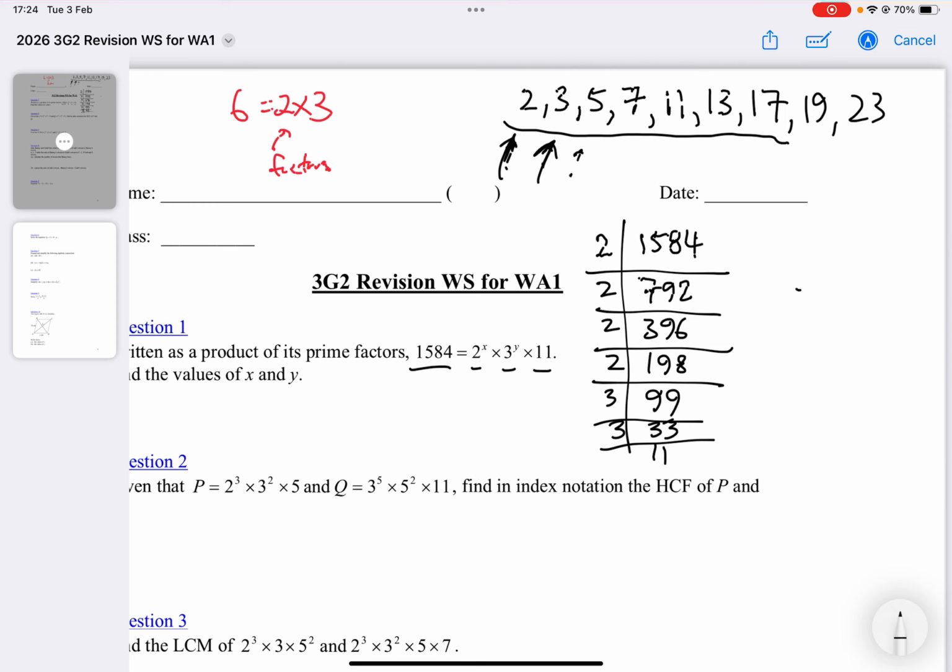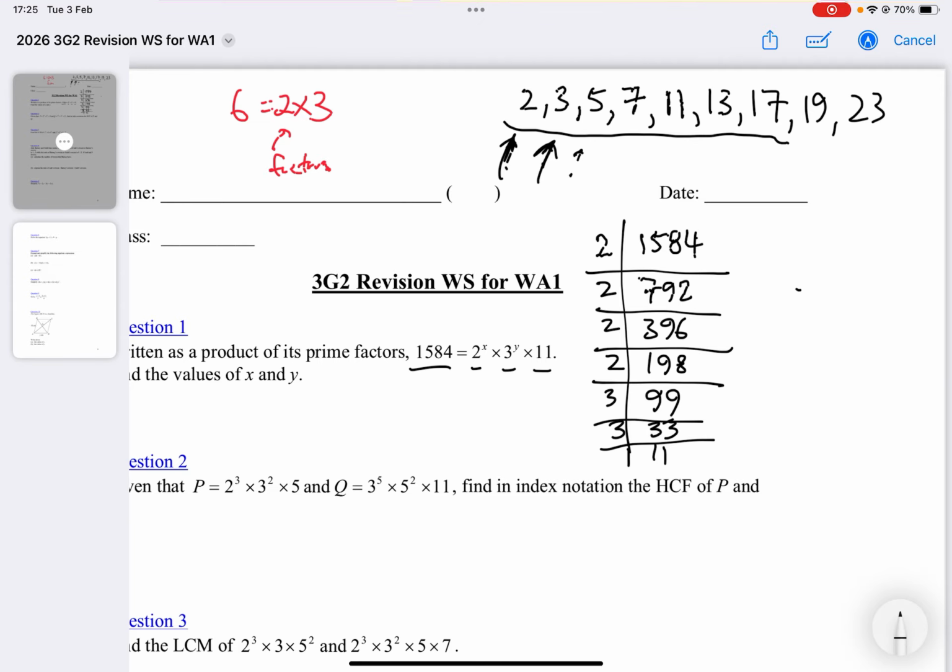Then 11, okay, I can stop here if I know 11 is a prime number. I know 11 is a prime number. But if I don't know, then I will press divide by 3 again. Then it's not a whole number. Then I go back to 11, press divide by 5. Also cannot. Divide by 7, also cannot. Then 11 is a prime number. So I can stop there.